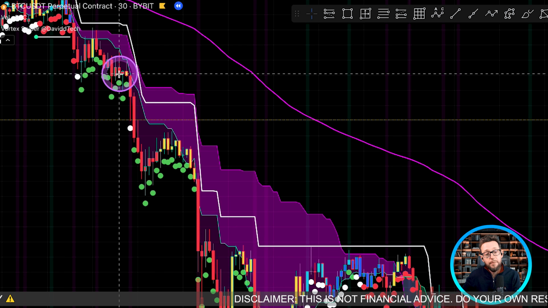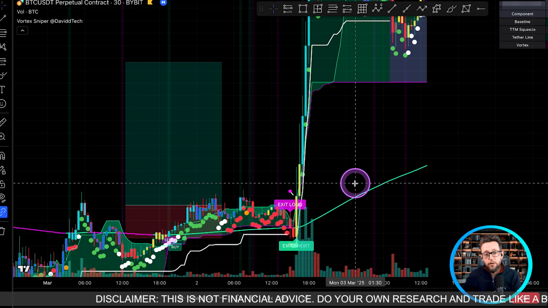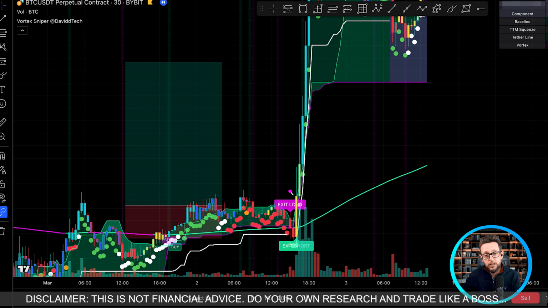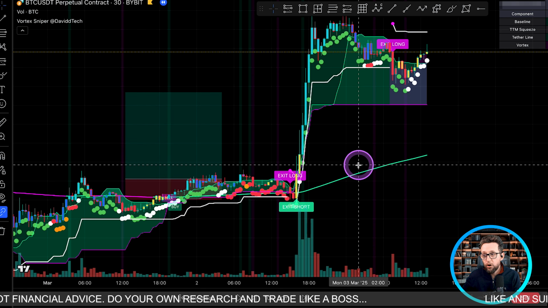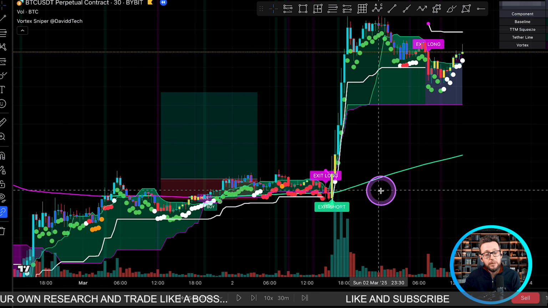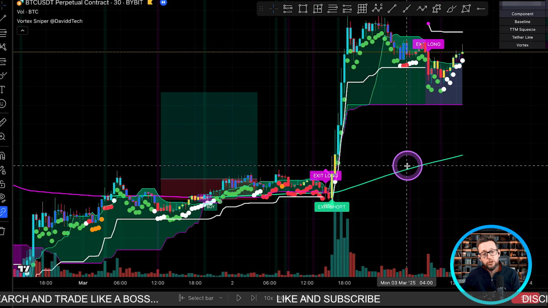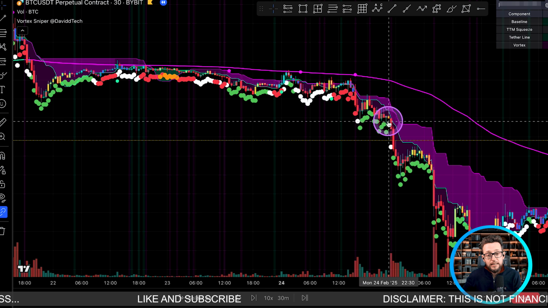When it is pink and price is below it, we're looking for shorts. If I go over here a little bit, you can see as price goes above it, it turns green, and that is where we're looking for longs. So the McGinley has been an extremely good indicator for me and has been the baseline indicator for many of my strategies. The next indicator that we've added is the TTMS.